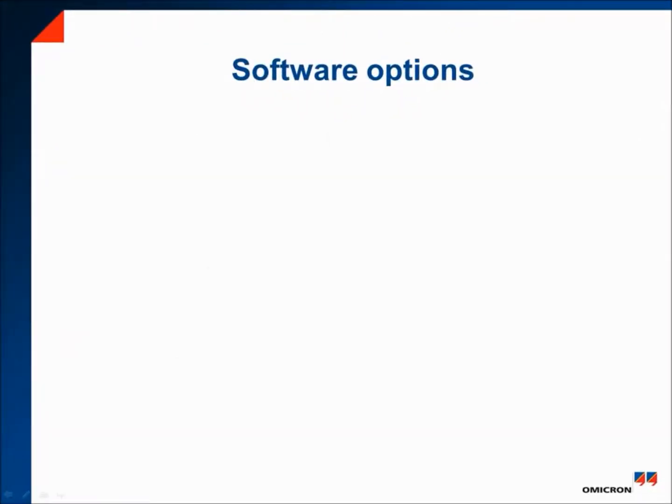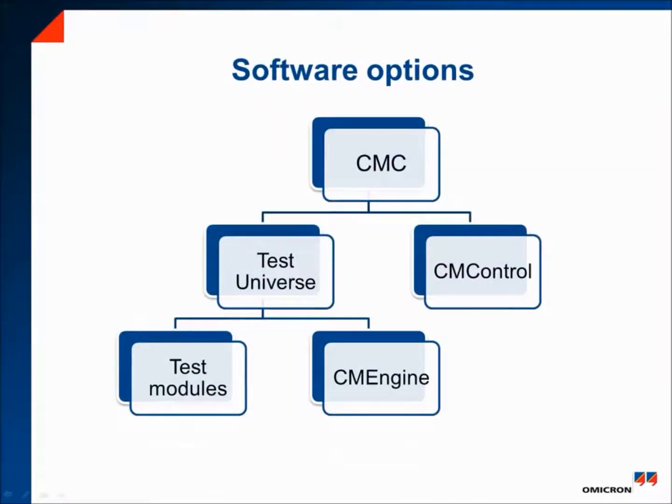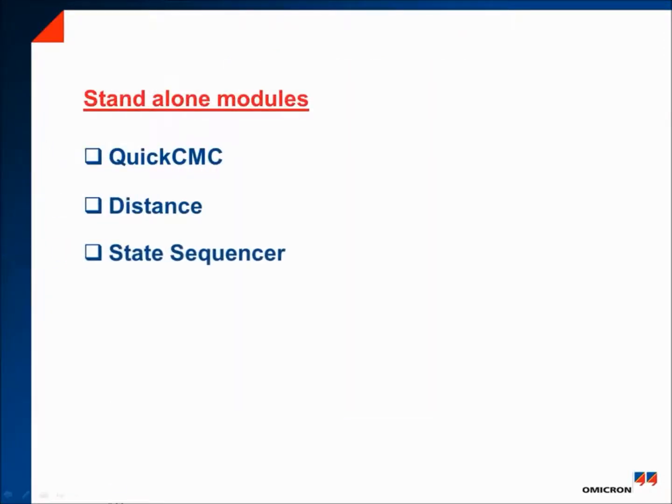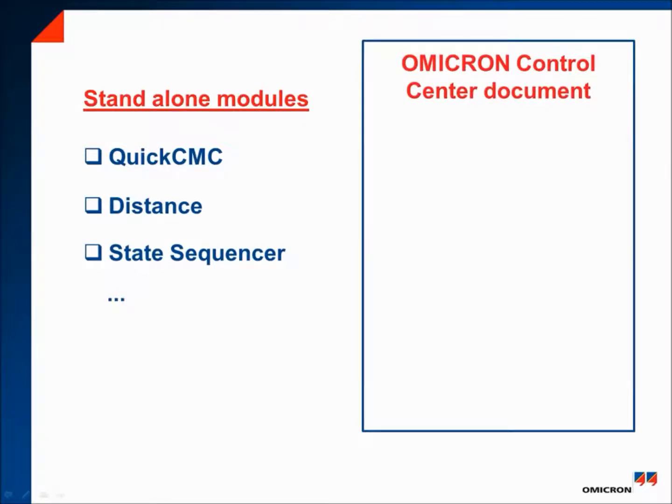There are different options for controlling the CMC test sets. The Test Universe is a powerful test software suite that comprises several modules, including general-purpose and dedicated modules for specific protection functions and applications. All of them are standalone modules, meaning they can run autonomously. However, the test modules can also be embedded into an OMICRON Control Center document, which allows users to create multifunctional test documents. This makes it simple to test a variety of protection functions within the same document.